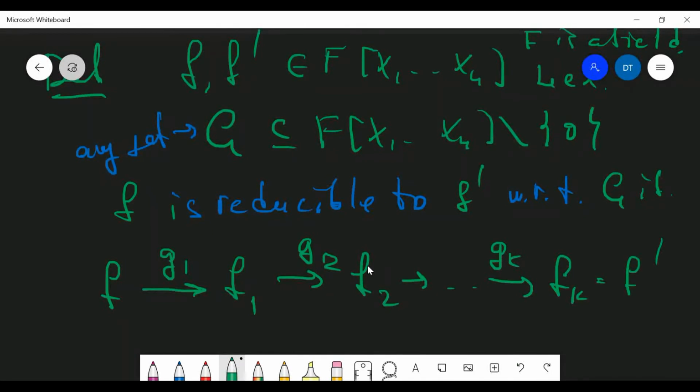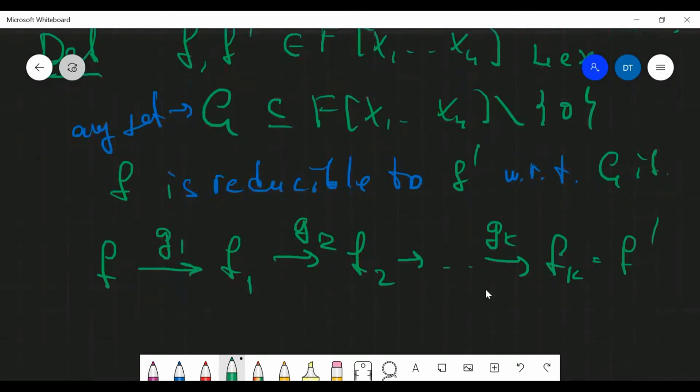Okay, so let me repeat. We have two polynomials f and f prime, and we have a set of non-zero polynomials. We say that f is reducible to f prime with respect to G if we have a sequence of elementary reductions where the first polynomial is f and the last one is f prime, and all the polynomials g1, g2, ..., gk belong to capital G.